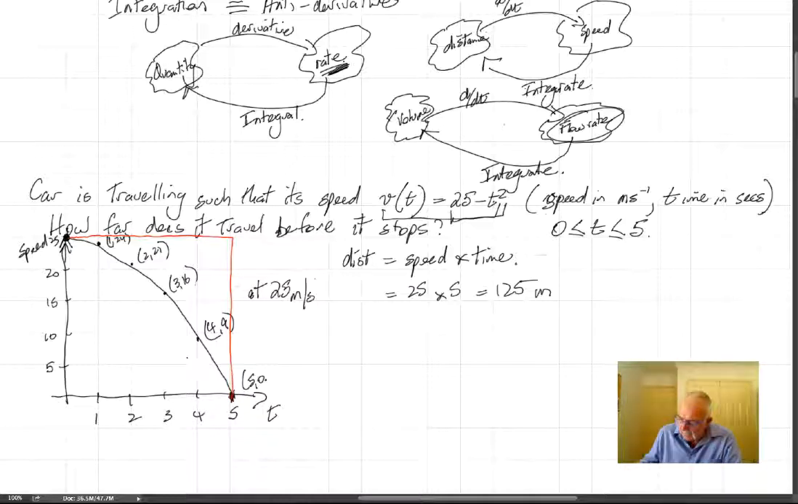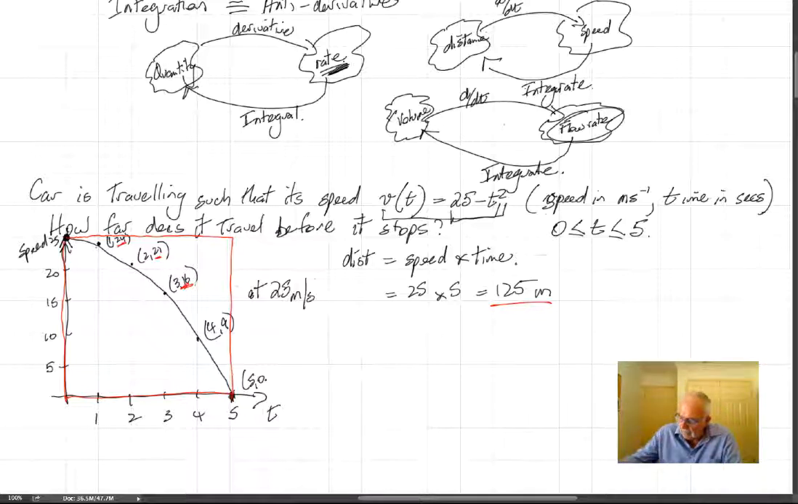It's the same as saying it's the area of this big rectangle here. So it goes up 25 and across 5. You can see that that's not going to be correct because it's slowing down. After 1 second, it's only going 24 metres per second. After 2 seconds, it's only going 21. After 3 seconds, it's only going 16 and so on. So it's slowing down, so there's nowhere near 125 metres is going to be covered in the full 5 seconds.